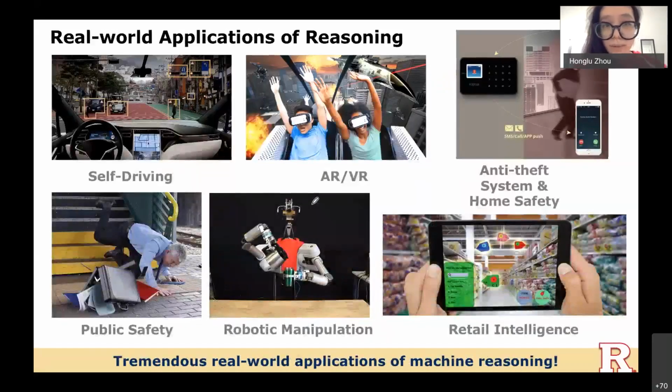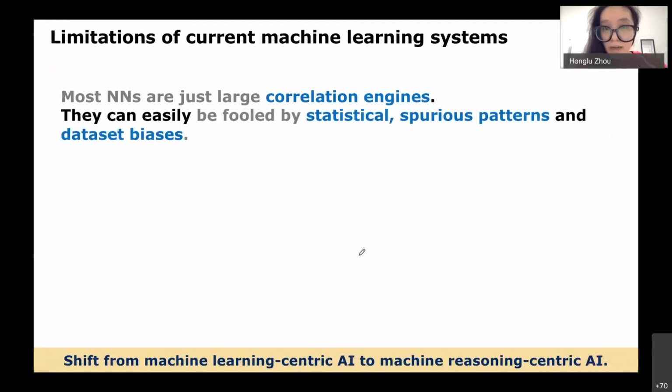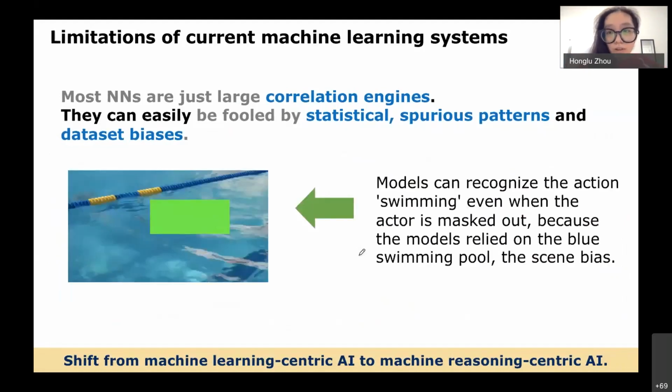We have tons of real-world applications of reasoning, and for tasks like this, we really need a better notion of having knowledge and reasoning. And this is actually where our current models are lacking. Most current neural networks are just large correlation engines. They can easily be fooled by statistically superficial patterns and dataset biases. For example, models can recognize the action swimming even when the actor is masked out, because the models relied on the blue swimming pool, the scene bias.